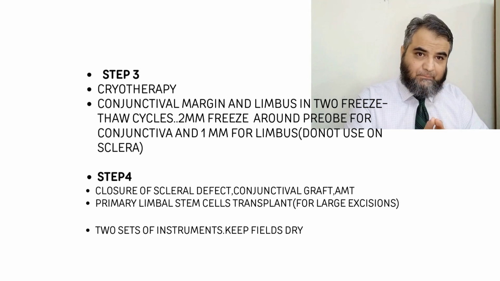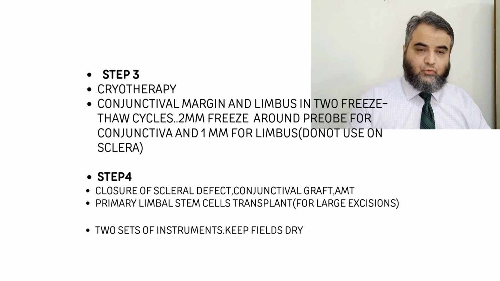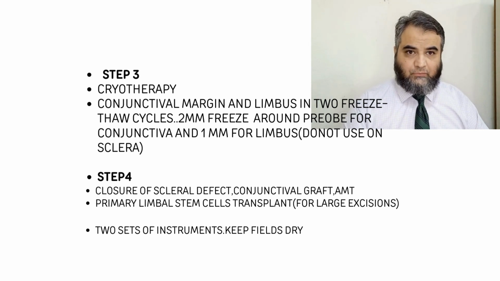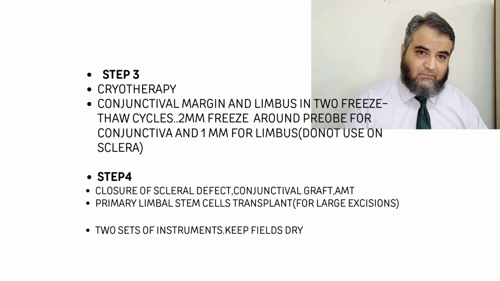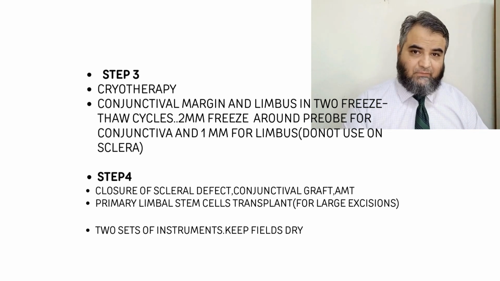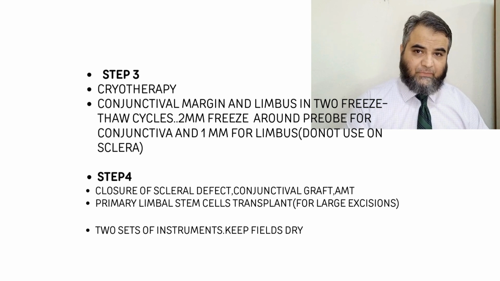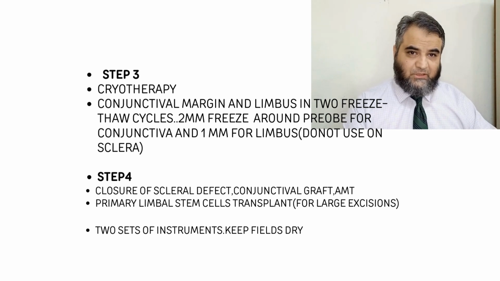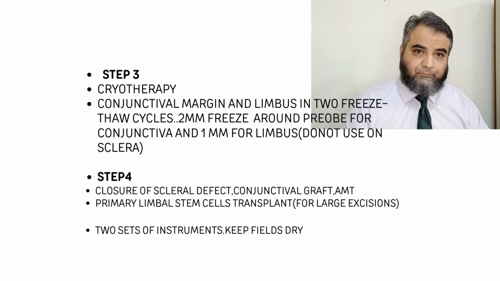Now the third step is applying the cryo. It is basically a 2 freeze-thaw method that we apply there. From the conjunctival side, we apply almost 2 millimeters from the conjunctival margins, and when we come near the limbus, we maintain a distance of at least 1 millimeter. This way we make sure that all those cancerous cells along the conjunctiva are also dead.